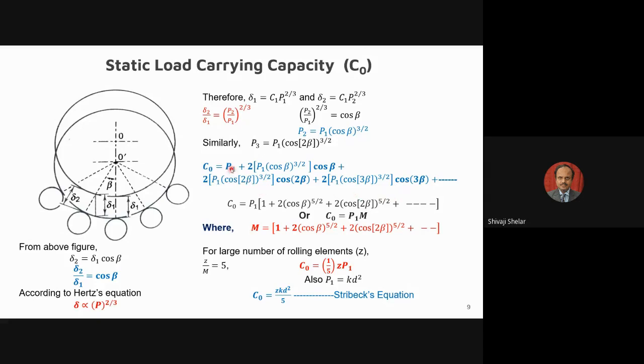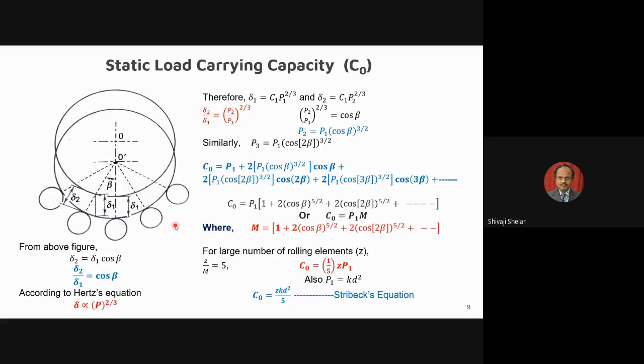So in this, what we find, P1 is common everywhere. So we can take P1 outside, and the remaining bracket will be 1 plus 2 into cos beta raised to 5 by 2 plus 2 into cos 2 beta raised to 5 by 2, and so on. Now if you look at this figure, once we decide the number of rollers to be used in that bearing, that beta is fixed.